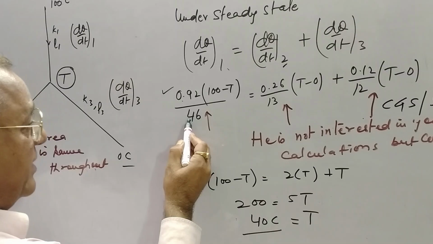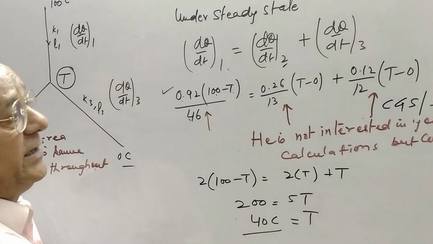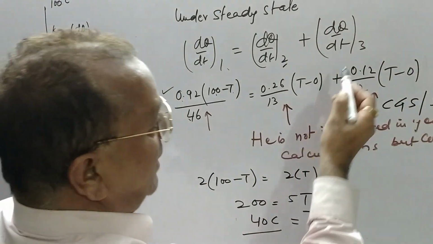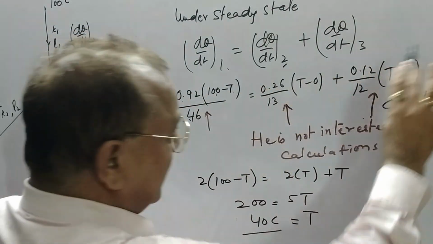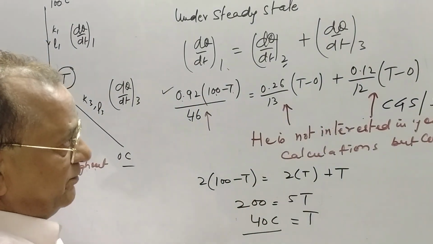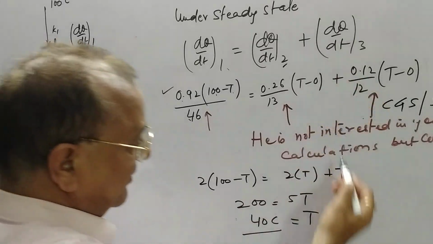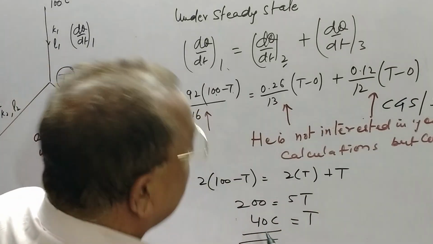0.92 divided by 46 length, times (100 minus T), equals 0.26 divided by 13, times (T minus 0), plus 0.12 divided by 12, times (T minus 0). You need not cut, because straightforwardly you are getting 2(100 minus T), this is 2T, this is T. 5T is equal to 200, T is equal to 40 degrees C.